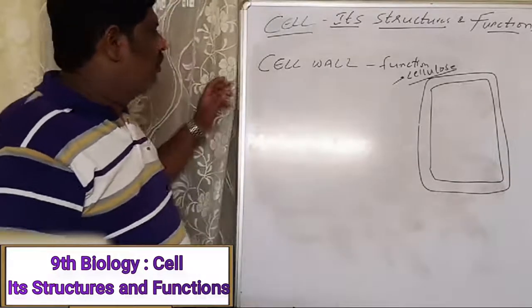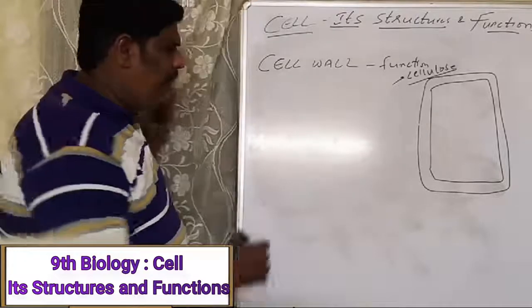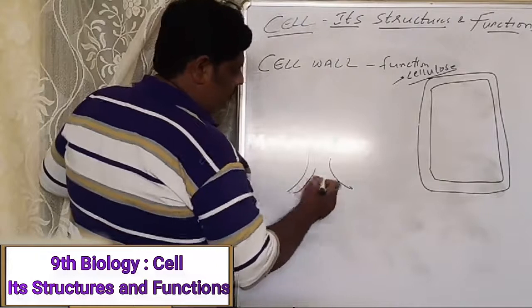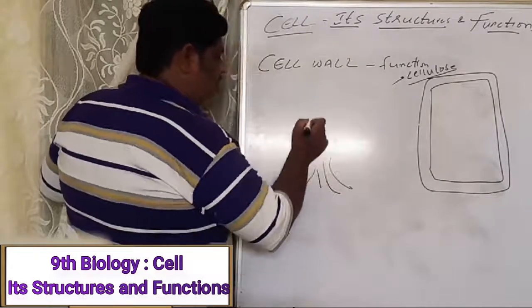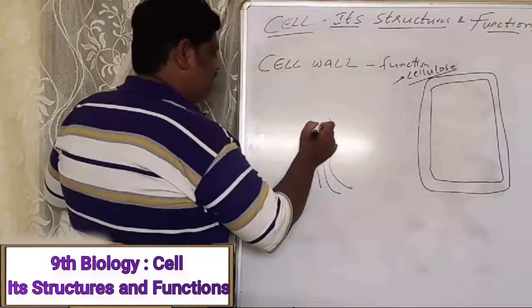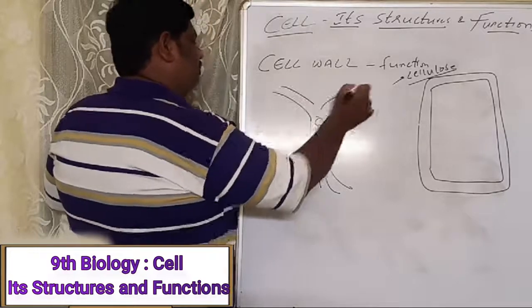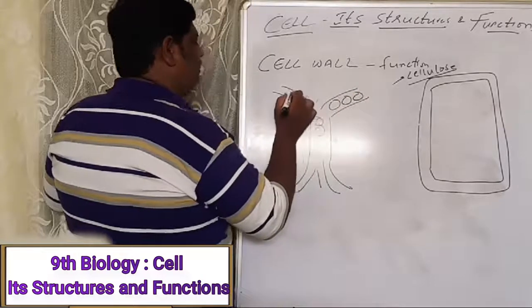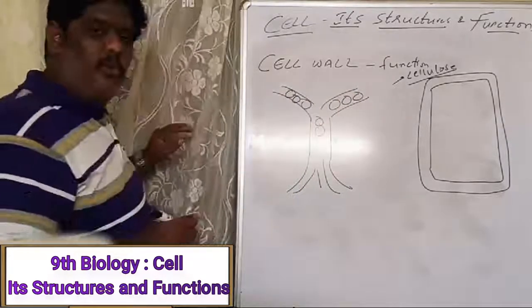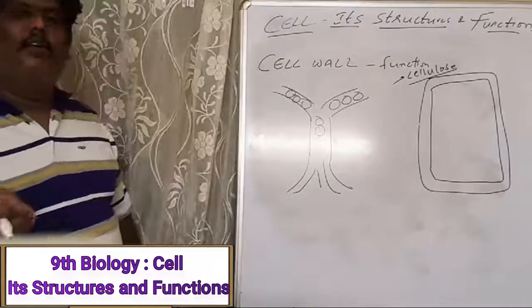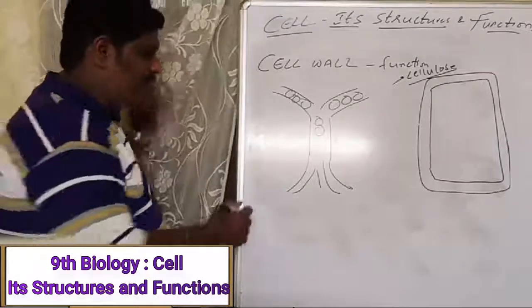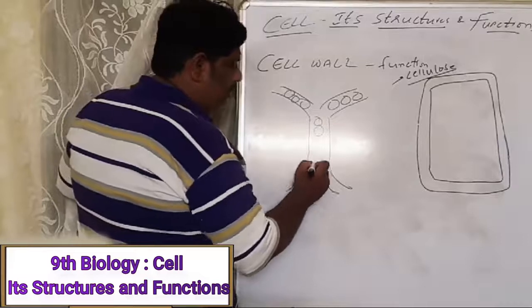Okay, so now if you take a cell, see, these are the roots. Now assume that there are some imaginary cells somewhere here like this. So the plant will be taking water continuously, and the water will keep on entering into the cells.